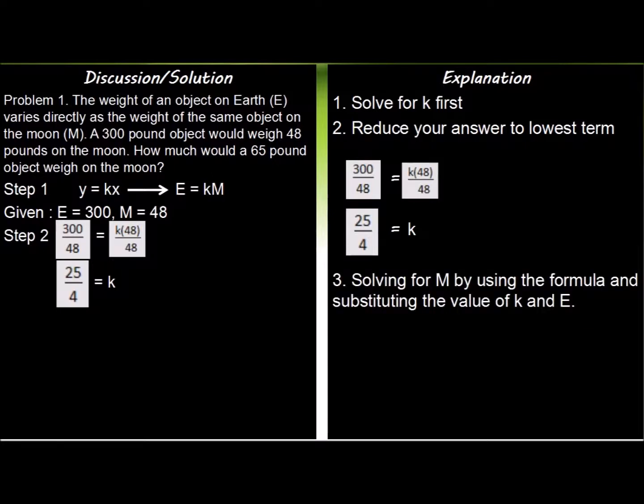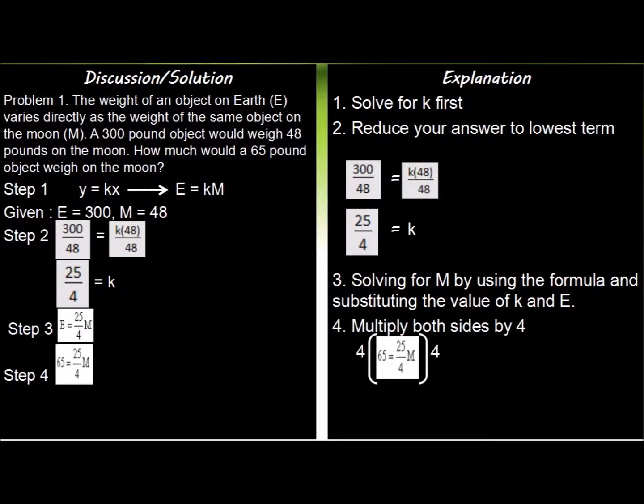Next is we have to solve for m by using the formula and substituting the value of k and E. So we have the solution. The step 3, E is equal to 25/4, which is the value of k, times m. And in step 4, substitute the value of E, which is 65 pounds. So we have the 65 equal to 25/4 times m.